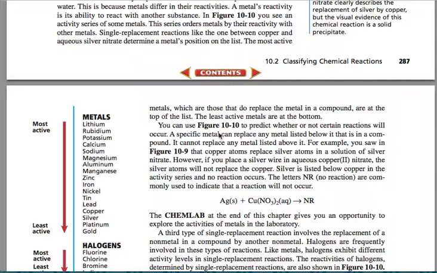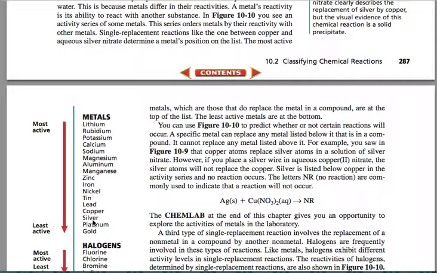You can use figure 10.10 to predict whether or not certain reactions will occur. A specific metal can replace any metal listed below it in a compound. You cannot replace any metal that's listed above it. For example, you saw in figure 10-9 that copper atoms replace silver atoms in a solution of silver nitrate. However, if you placed a silver wire in an aqueous copper 2 nitrate, the silver atoms will not replace the copper. Silver is listed below copper in the activity series, and no reaction occurs.